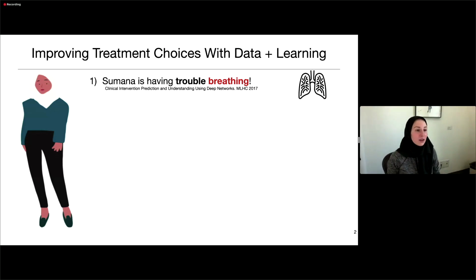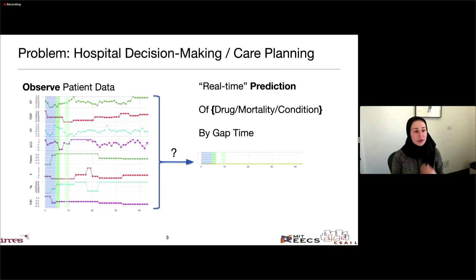So let's pretend that we have a patient like Sumana who's having trouble breathing. I'm going to walk you very briefly through a paper that we wrote addressing this kind of a concern. So our clinical collaborators came to us with hospital data. It looks something like this. You have blood pressure, temperature, respiration rate, all of these different kinds of vitals that are happening over time.